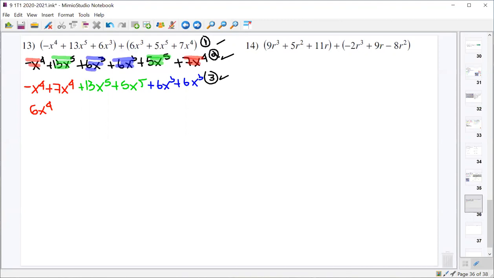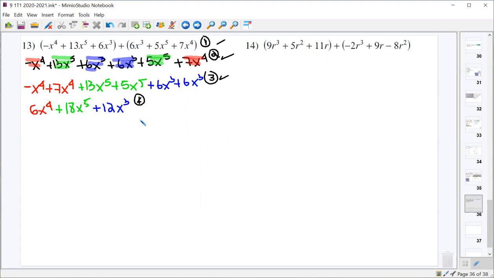And I'm using my red color to differentiate it because the exponent is a 4. Now I have 13x to the fifth power plus 5x to the fifth power. When I add these two terms, I will get 18x to the fifth power. Excellent, 18x to the fifth power. Finally, I'm going to be turning into my blue color that is saying 6x to the third plus 12x to the third power. Very good, my friend. That was step number 4.